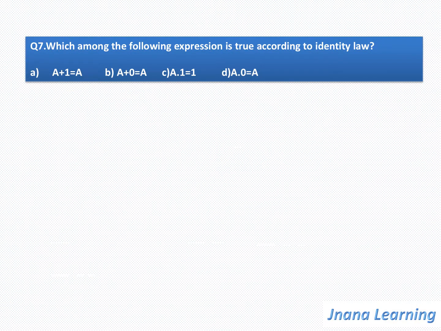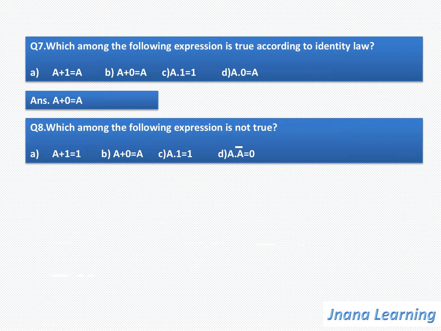Question number 7. Which among the following expression is true according to identity law? Options: A plus 1 is equal to 1, A plus 0 is equal to A, A dot 1 is equal to 1, and A dot 0 is equal to A. Correct answer, A plus 0 is equal to A. Now which among the following expression is not true? Options: A plus 1 is equal to 1, A plus 0 is equal to A, A dot 1 is equal to 1 and A dot A is equal to 0. So correct answer, A dot 1 is equal to 1.